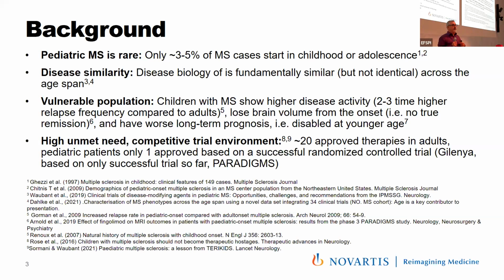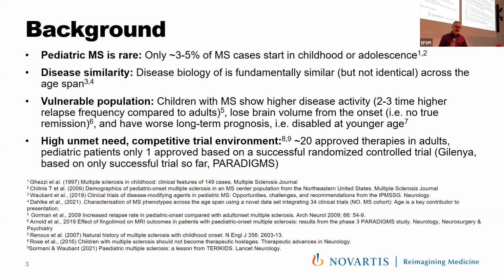So children have a much more inflammatory disease course compared to adults that ceases over time with older age. So we need to take that into account, but basically we can model this. Then pediatric MS patients are a vulnerable population. What I mean by this is there's a risk of irreversible disability. MS patients lose brain volume, they lose neurons. That's most likely an irreversible process.